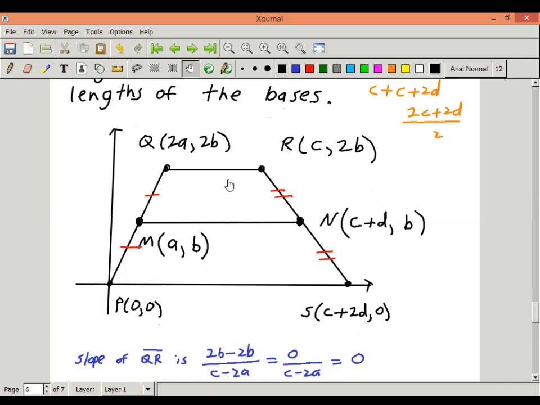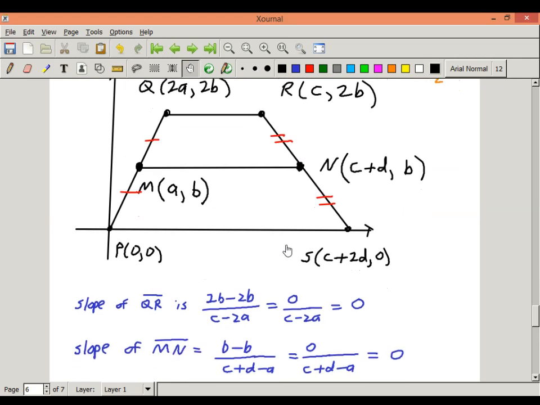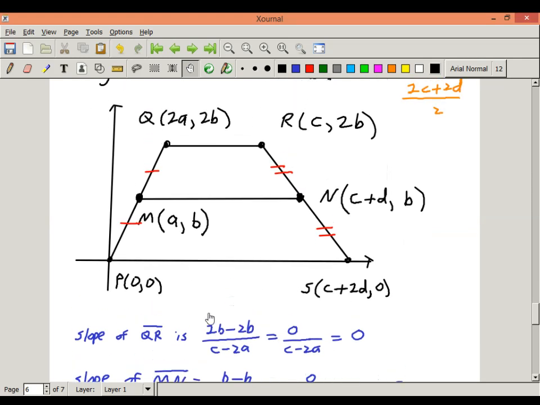Now again, we're going to prove that these three lines have the same slope, which means that the mid-segment is parallel to the two bases of the trapezoid. So that's what I did here in blue ink. The slope of segment QR, remember, is the change in y divided by the change in x. So we're taking 2b minus 2b, that's the top of the fraction, that's the change in y. The change in x is subtract those x's.